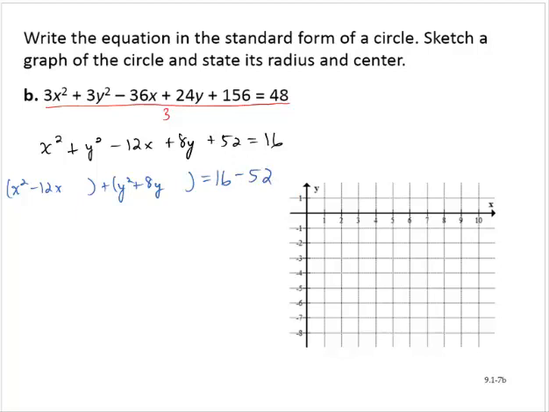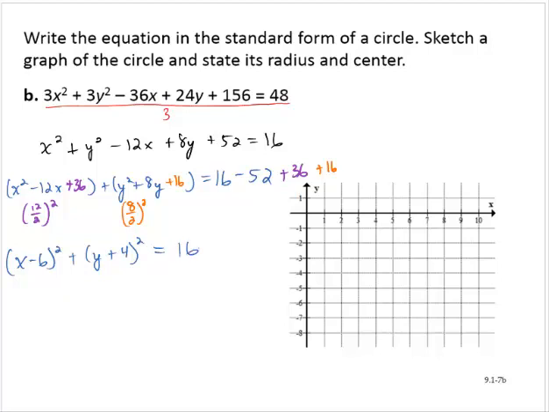Complete the square. 12 divided by 2 is 6, squared is 36. So let me add 36 to both sides of the equation. 8 divided by 2 is 4, squared is 16. I will add 16 to both sides of the equation. So this can be rewritten as x minus 6 squared plus y plus 4 squared equals, and if you go through all that arithmetic on the right, it ends up being 16.